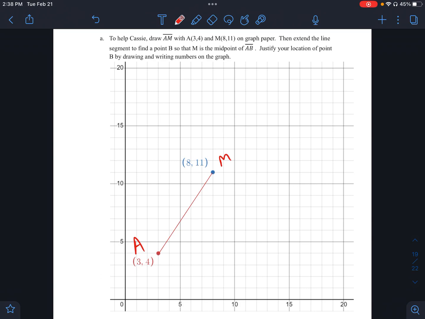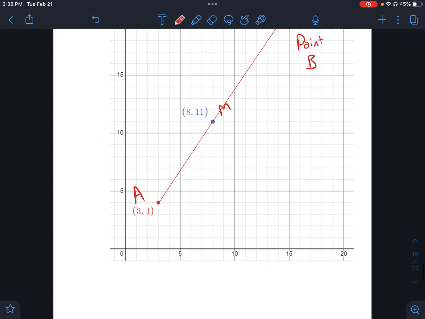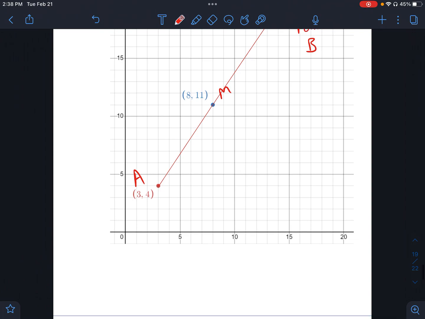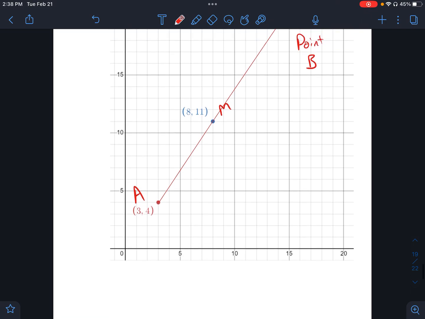Then extend the line segment to find a point B so that M is the middle of AB. So we need to extend this, okay, so that M is the middle of AB. So we are going to put point B somewhere out here. We just need to know exactly how far, okay? So to do this, we know that AM should be the same length as MB.